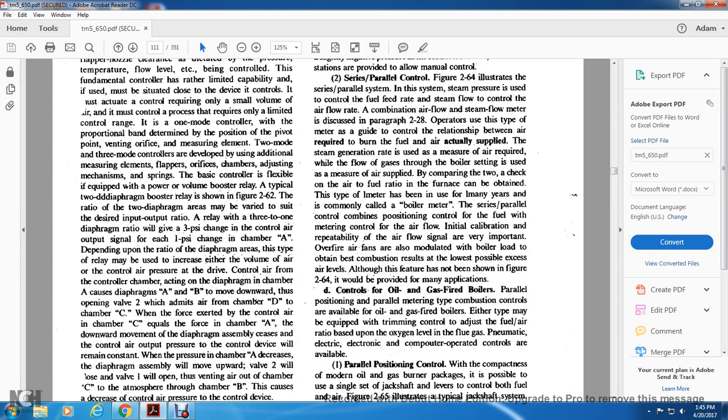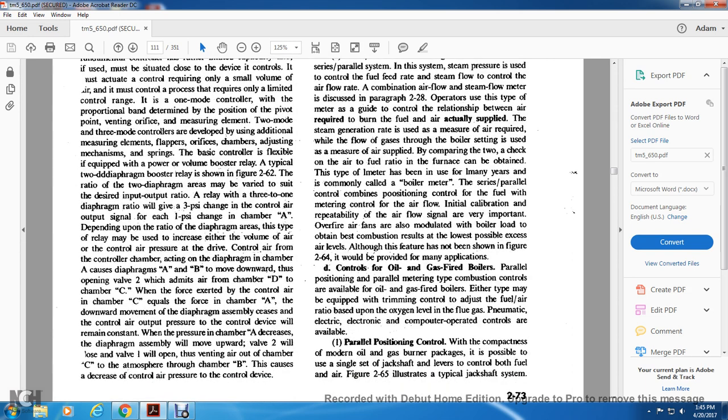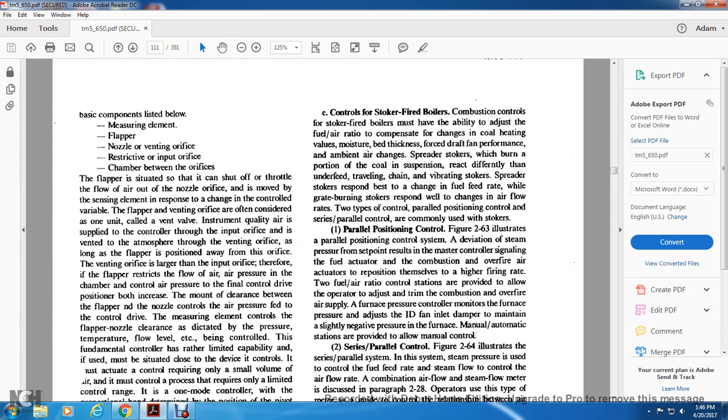Increased pressure in chamber A causes diaphragms A and B to move downward, opening valve 2, which admits air from chamber D to chamber C. The force exerted by the control air in chamber C equals the force in chamber A. The downward movement of the diaphragm assembly ceases, and the control air output pressure to the control device remains constant. When pressure in chamber A decreases, the diaphragm assembly will move upward, valve 2 closes and valve 1 opens, venting air out of chamber C to the atmosphere through chamber B. This decreases the control air pressure to the control device.